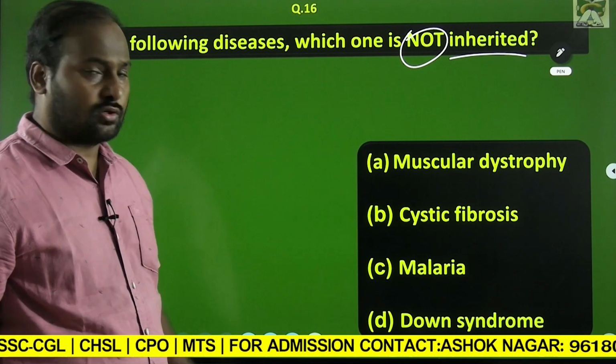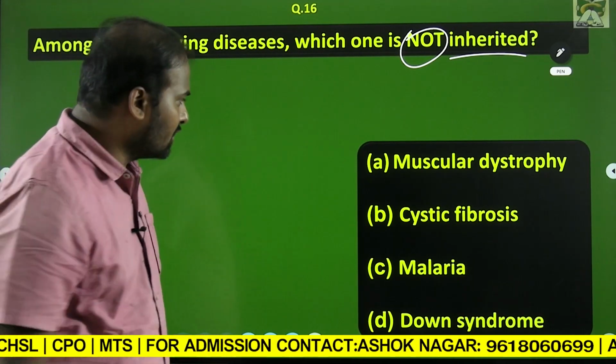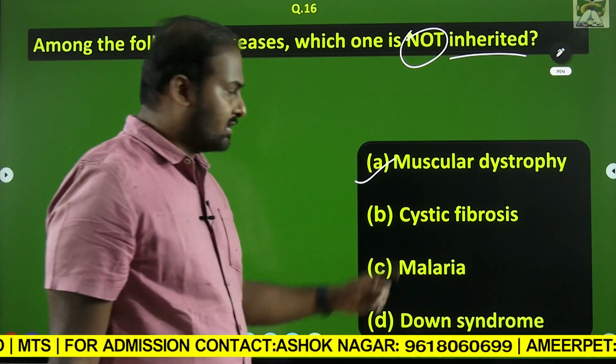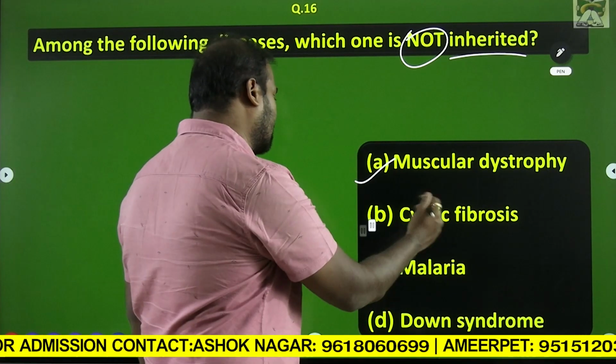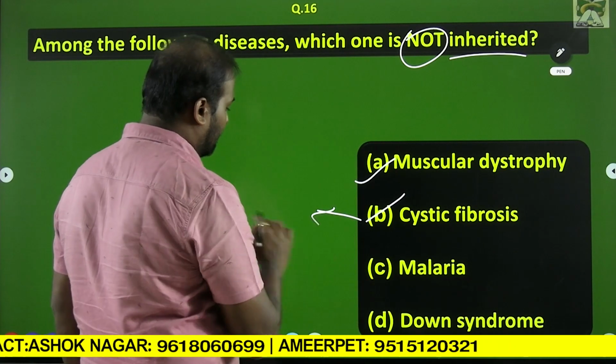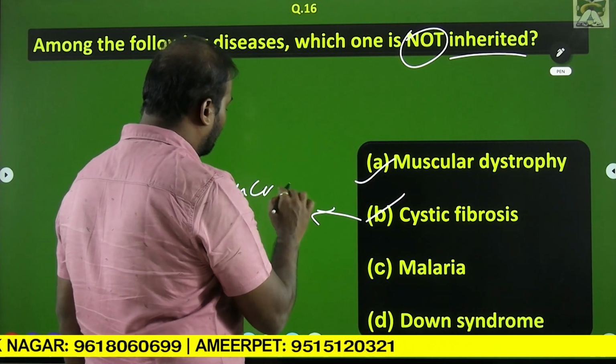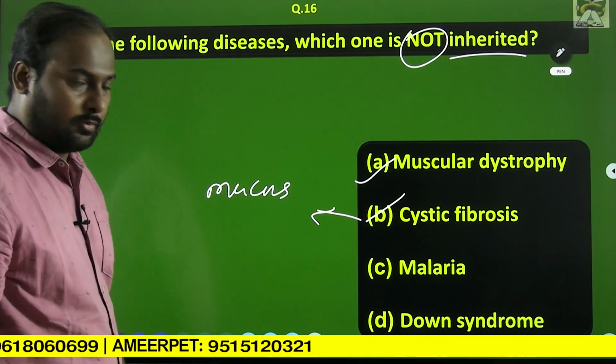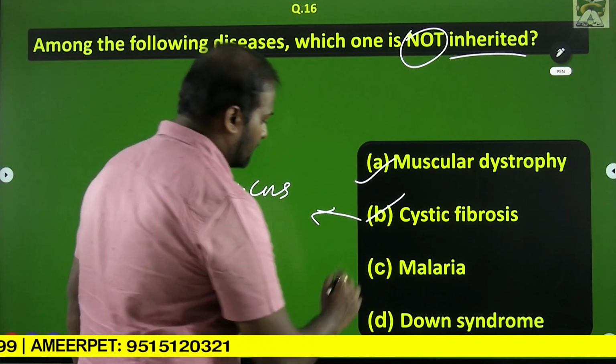For example, muscular dystrophy. It is also a genetic disease. Cystic fibrosis, yes, it is also a genetic disease. This is mainly due to the accumulation of mucus. So it is formed by the accumulation of mucus. You can see cystic fibrosis. Obviously, your answer is C, malaria.